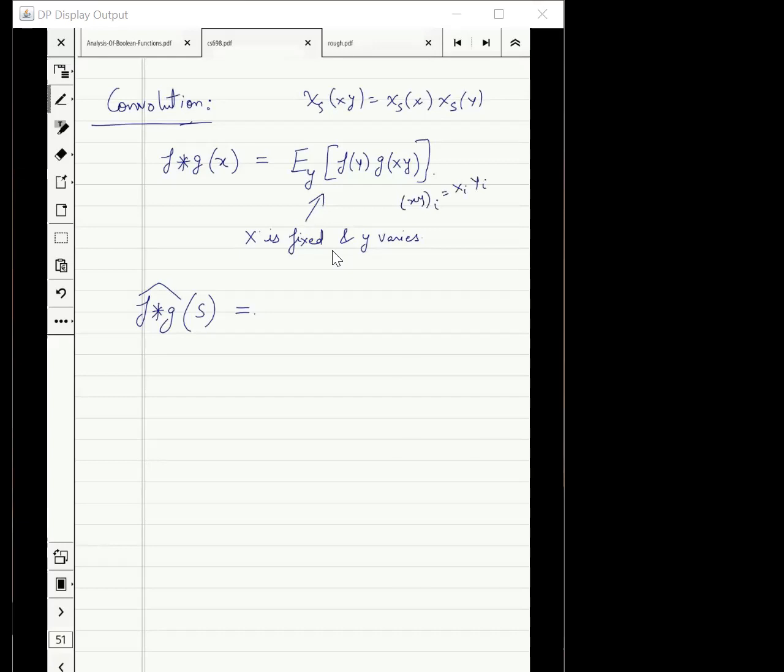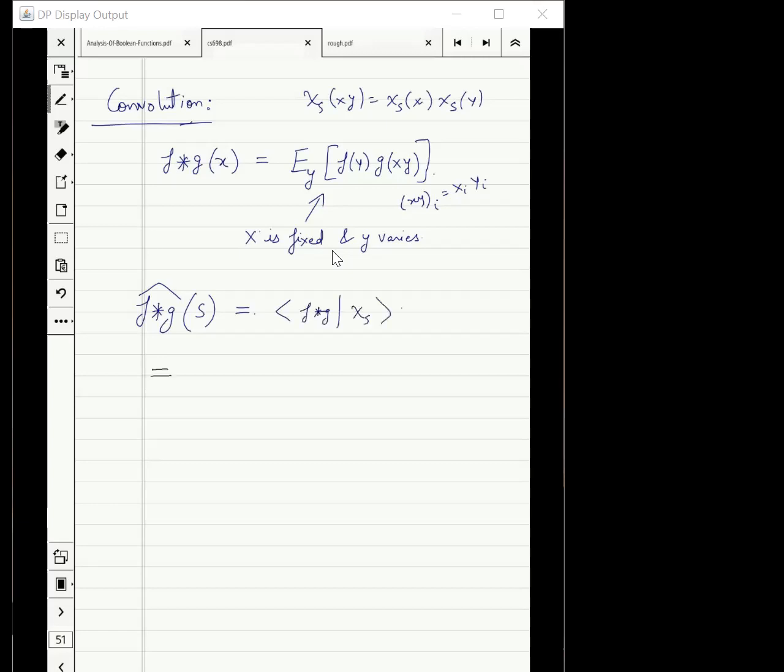So now, what is the Fourier coefficient of f star g? How will I find it? Yes, we have a formula for this, right? This is (f star g) hat of s.